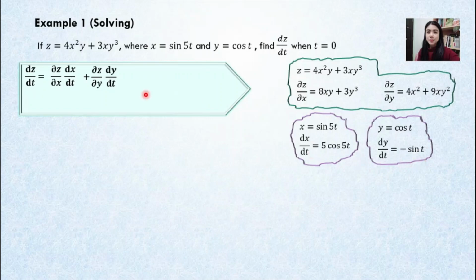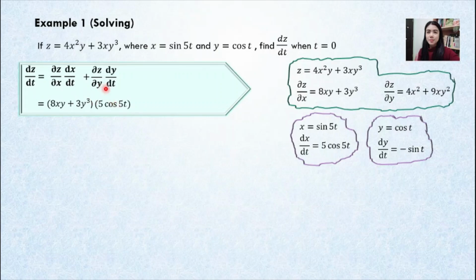Now we need to do the substitution. What is your ∂z/∂x? Your ∂z/∂x is 8xy plus 3y cubed. Then do the substitution here. And then the next is the dx/dt. What is your dx/dt? Your dx/dt is 5 cos 5t. So do the substitution here.